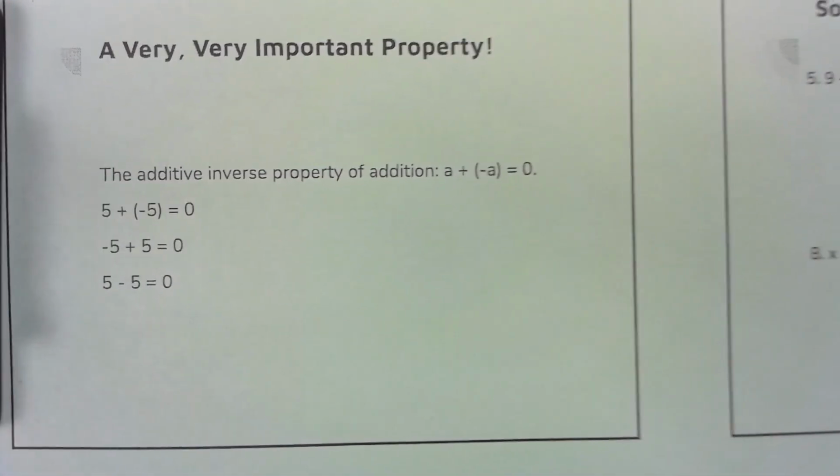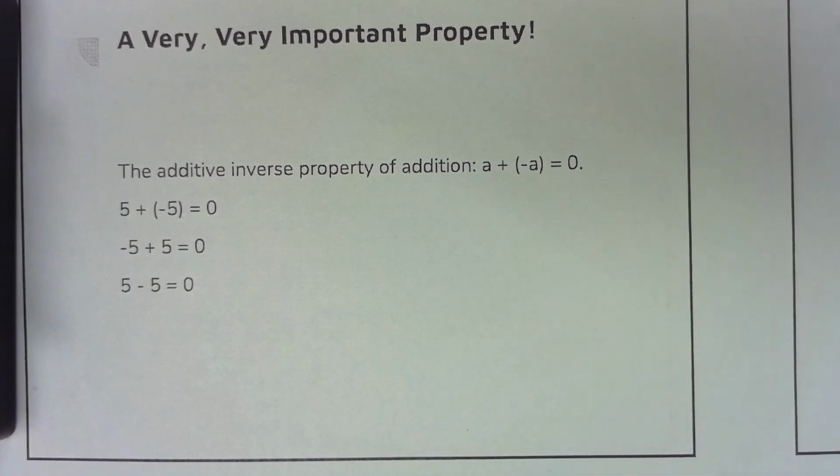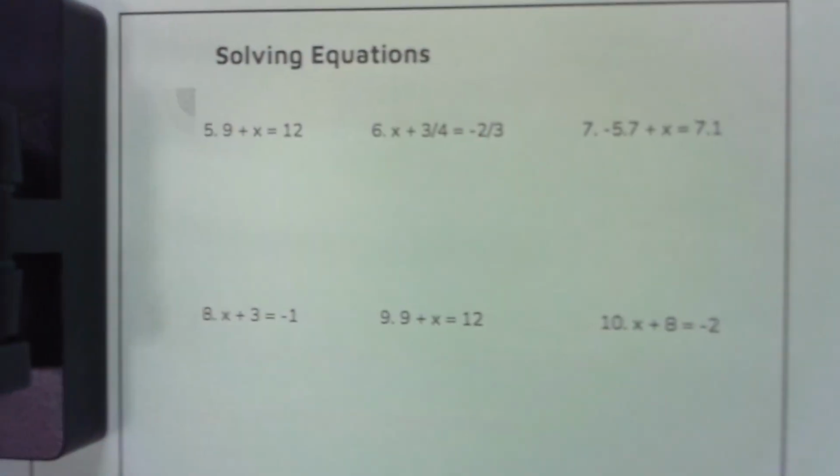So this just brings up an important property. It's called the additive inverse property of addition. All it's saying is that if we have one number plus the opposite sign of that same number, that gets us to 0. 5 plus negative 5 is 0. Negative 5 plus 5 is 0. 5 minus 5 is 0. So when we are solving equations, we are going to work to get that to happen.